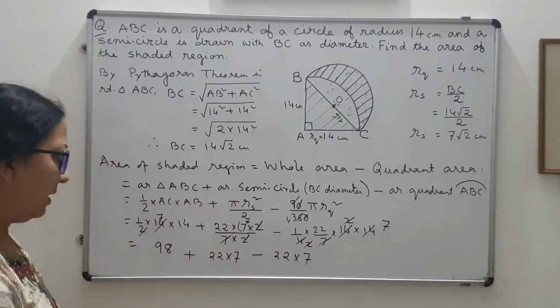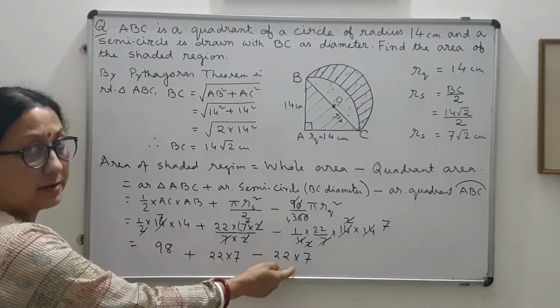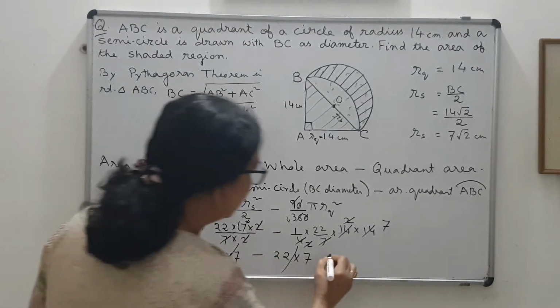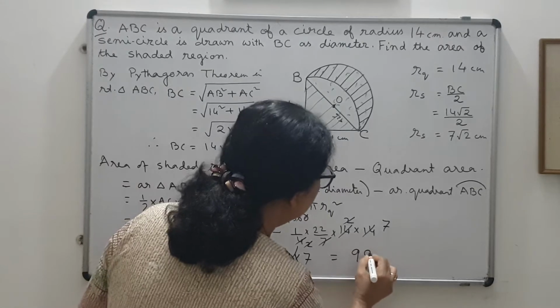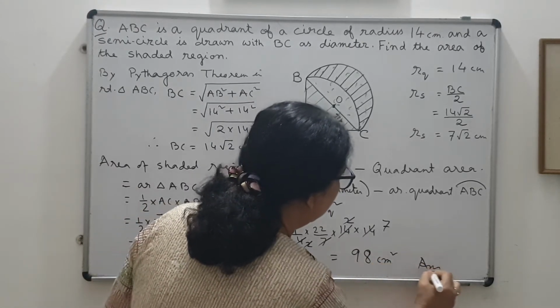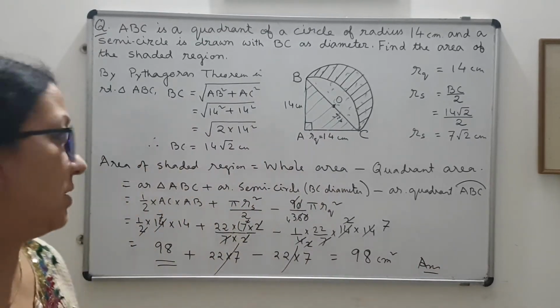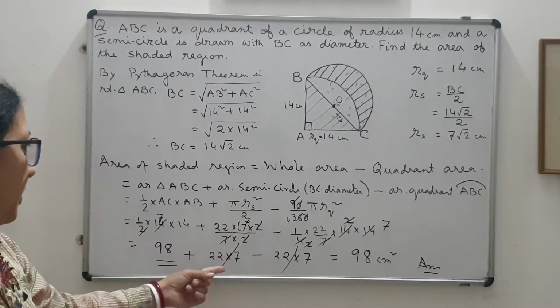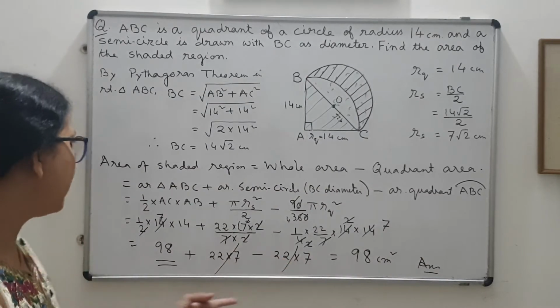Now you observe, there is no need of multiplying because they are similar terms, so they are getting cancelled, and you are left with only 98. So the answer is 98 unit is centimeter square. So this is the answer. The calculation is so easy, as you see, since I have done it together, I don't have to calculate, they are getting cancelled.